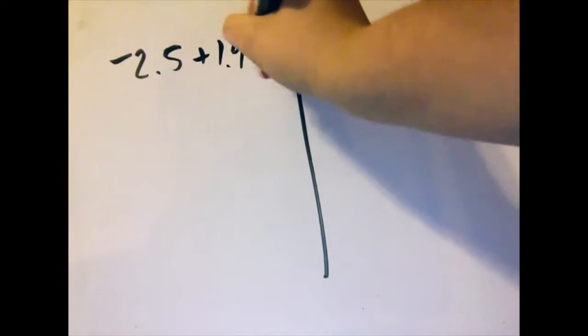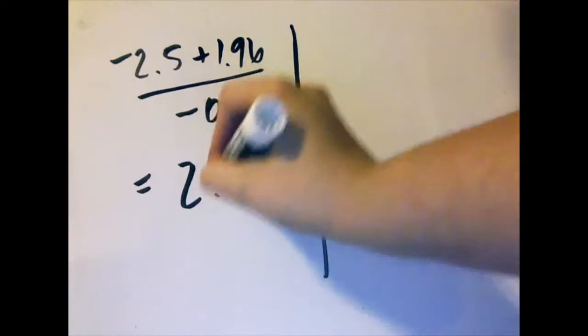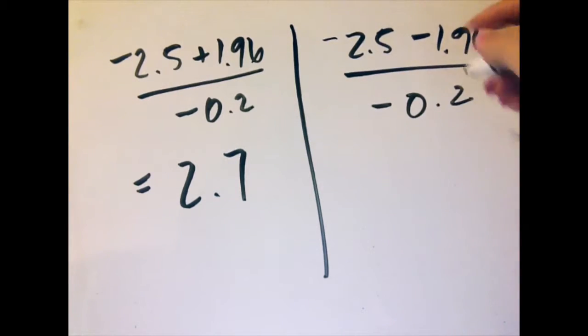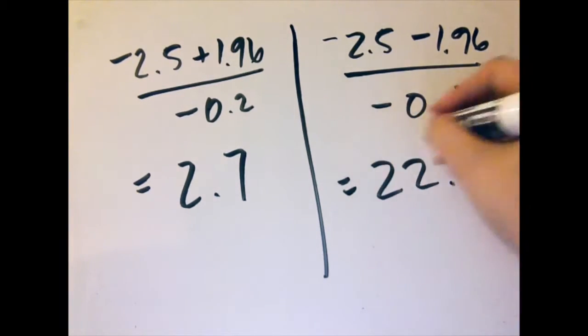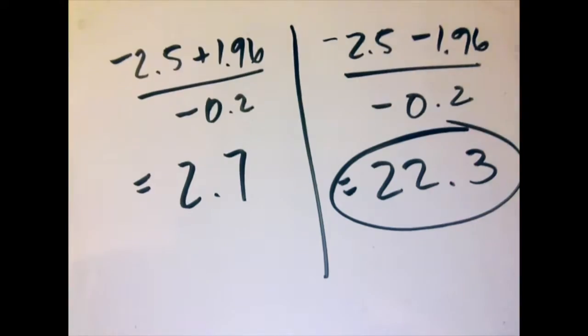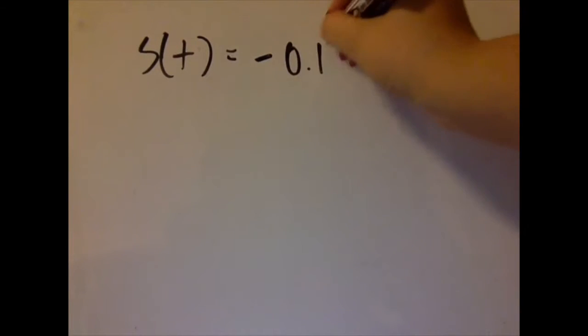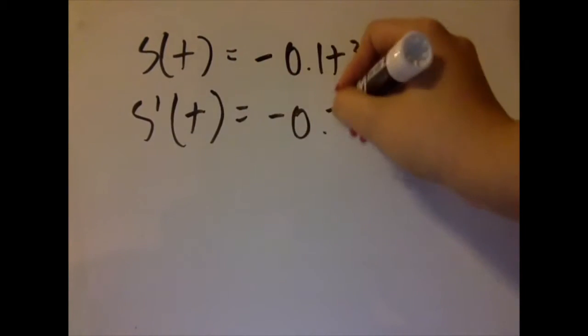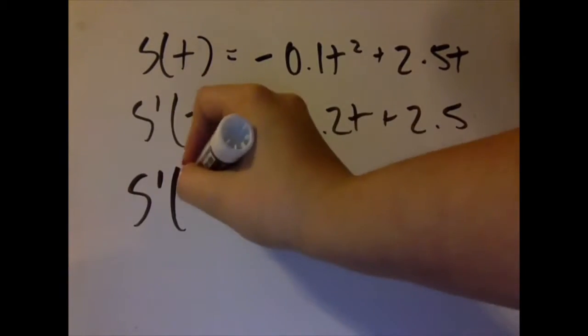We get the values of 2.7 and 22.3 seconds, though we will use 22.3 seconds because we know that the ball is decreasing in height after 12.5 seconds from the previous problem. We plug that value into the first derivative function of s of t because that will give us the velocity. We get negative 4.46 plus 2.5, which then cancels out to be negative 1.96.